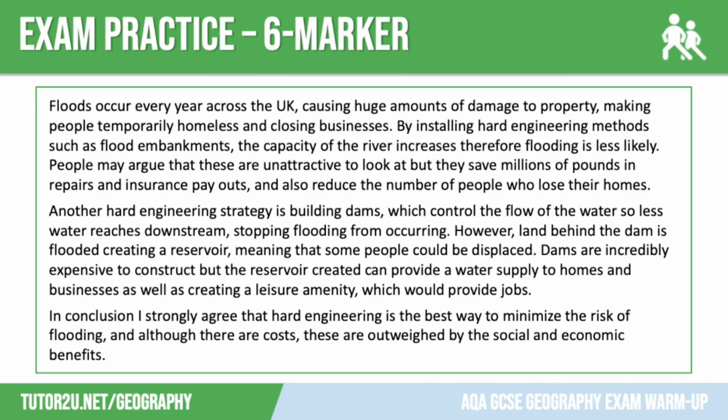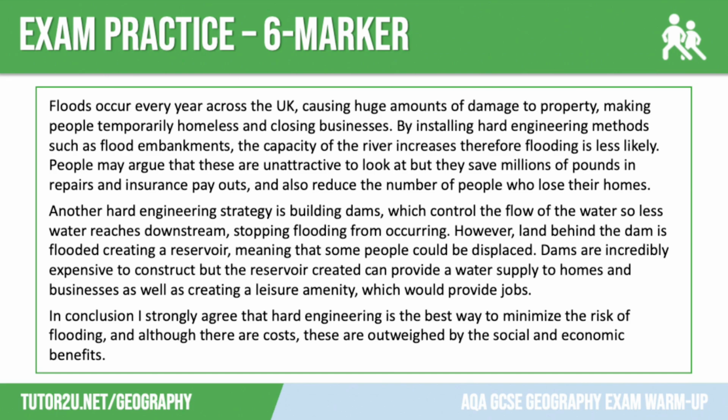So let's have a look at that model answer. Floods occur every year across the UK, causing huge amounts of damage to property, making people temporarily homeless and closing businesses. By installing hard engineering methods such as flood embankments, the capacity of the river increases, therefore flooding is less likely. People may argue that these are unattractive to look at, but as they save millions of pounds in repairs and insurance payouts, they also reduce the number of people who lose their homes.